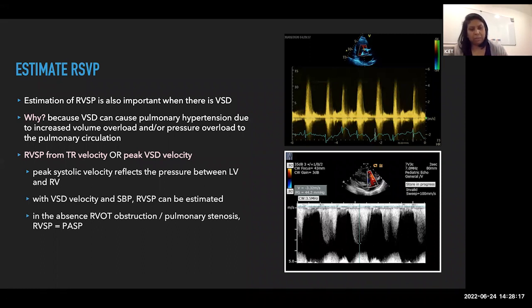You can estimate the RV systolic pressure using the VSD velocity and the systolic blood pressure. That was a bit more advanced, and a bit of a hole that I didn't really have time to go into, but that is something that you can do. And in the absence of RV outflow tract obstruction or pulmonary stenosis, the pulmonary artery systolic pressure is about equivalent to the RVSP. So these are all things that you can use to determine if there's any pulmonary hypertension associated with this, and it also impacts the patient.